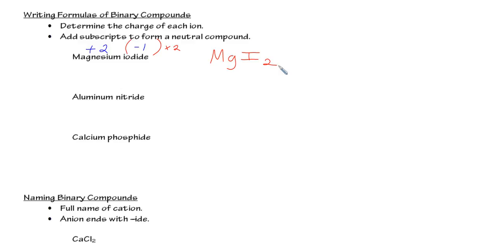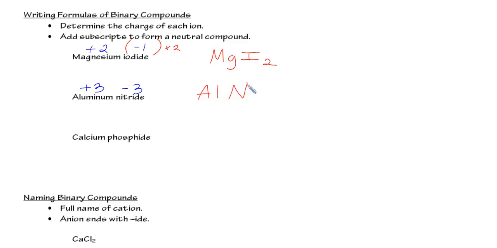Aluminum nitride. Aluminum's charge is +3. Nitride comes from nitrogen, -3. Aluminum would like to lose 3 electrons, and nitrogen would like to take 3. It's perfect. It's neutral as is. AlN. It looks kind of funny, but it's done. It's neutral.